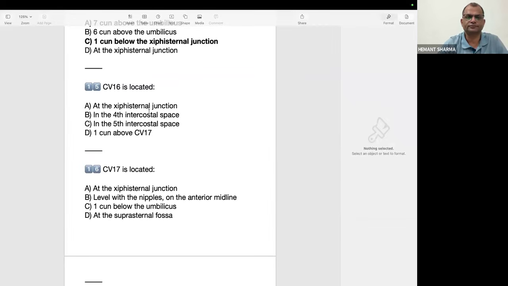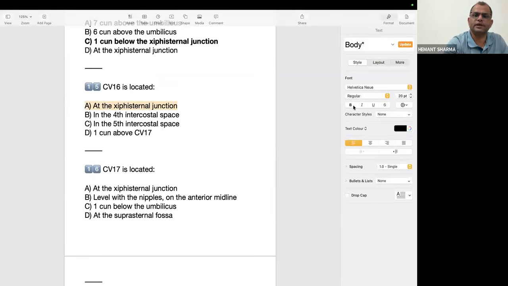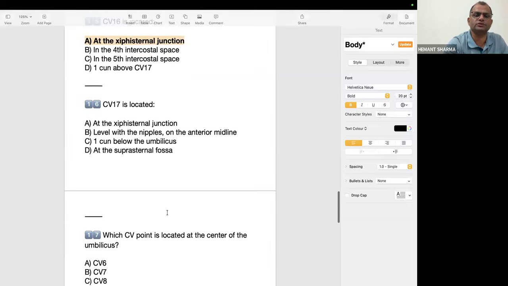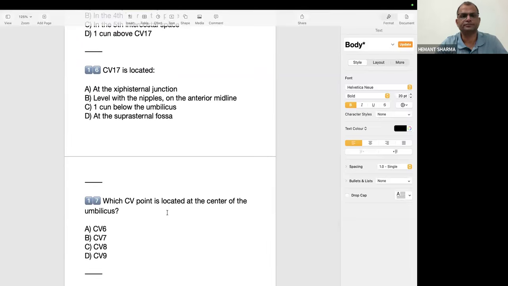CV16 is located at the xiphisternal junction. Question number 16.